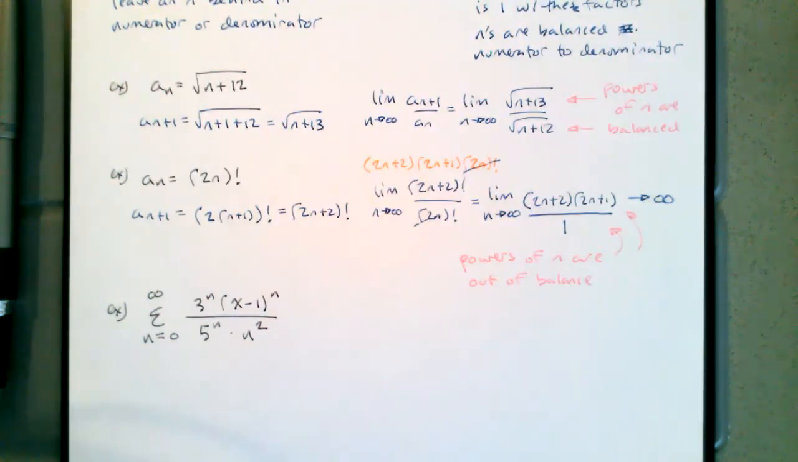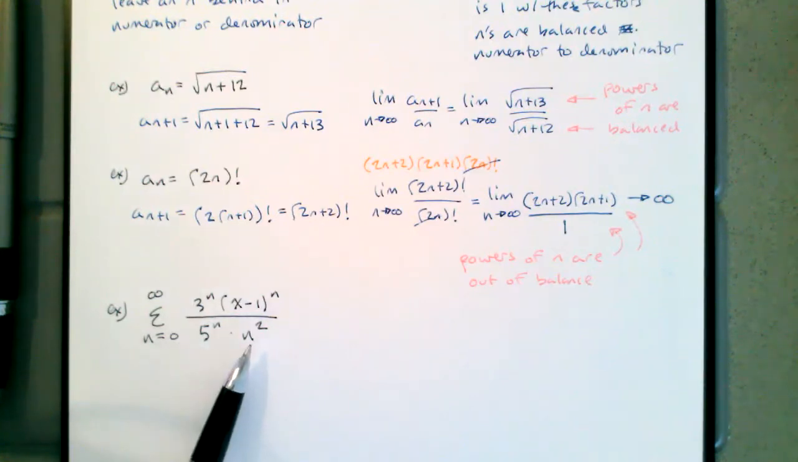So we've got (x minus 1) to the n. That tells us that the center is going to be at 1. I've got a 3 to the n in the numerator, which is going to give us a 1/3 for a radius, but a 5 to the n in the denominator is going to give us a 5 for the radius. So it looks like the radius is going to be 5/3.